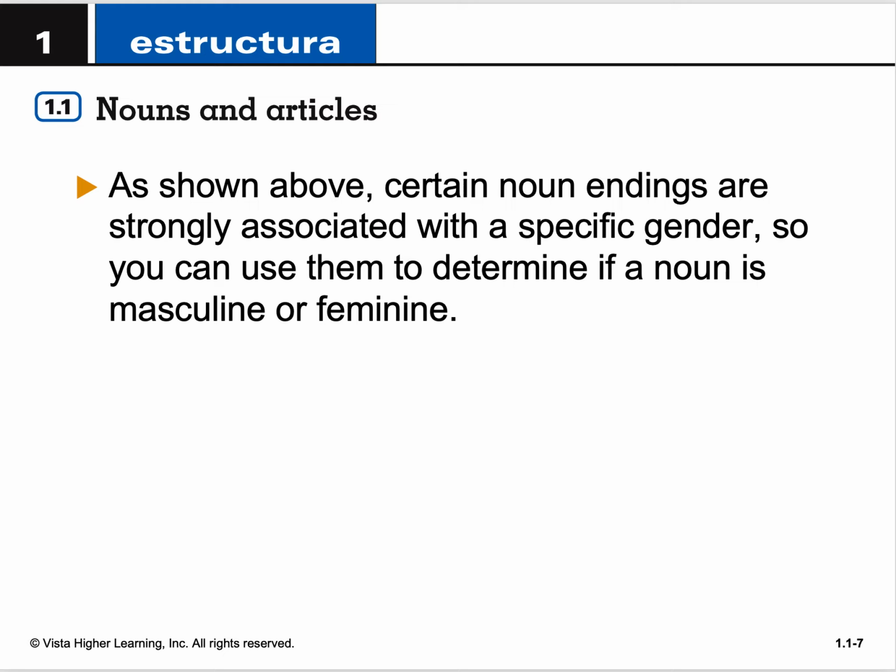So noun endings are strongly associated with a specific gender, but there are exceptions to those specific rules. So it's in your best interest to just train yourself to know the article with the ending on the index cards. You want to know the rules of what it ends in, but it's really going to be helpful if you start working with the article and the word as a team.